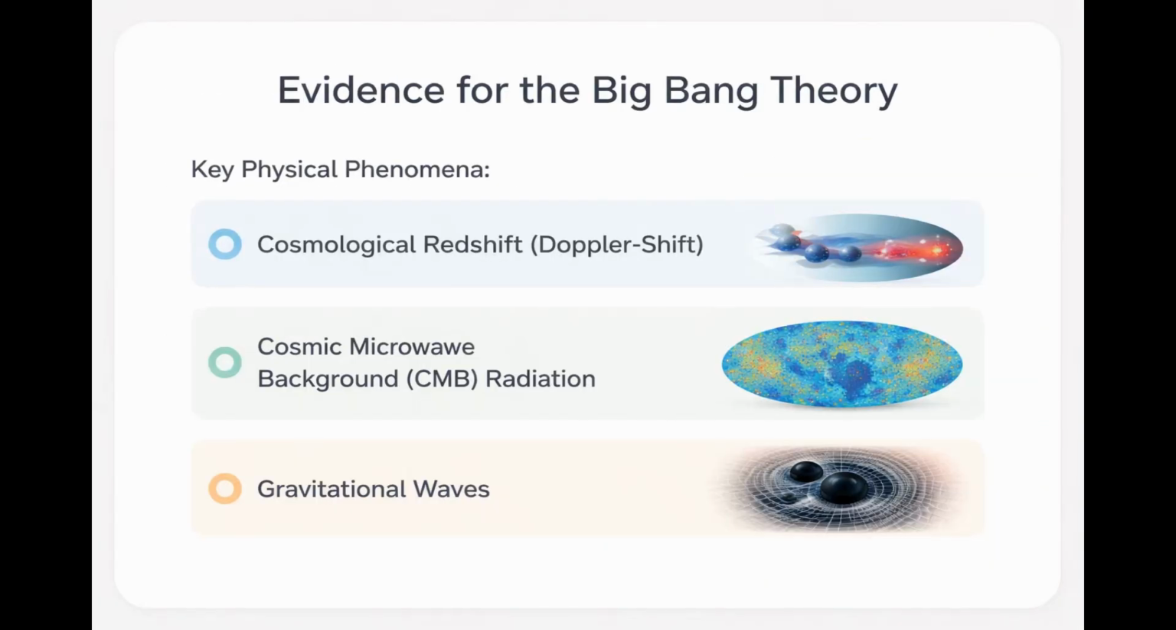You might wonder how we know all this. The Big Bang Theory is supported by three major pillars of observational evidence: the cosmological redshift of galaxies, the discovery of the cosmic microwave background radiation, and the detection of gravitational waves. Let's look at each of these closely.